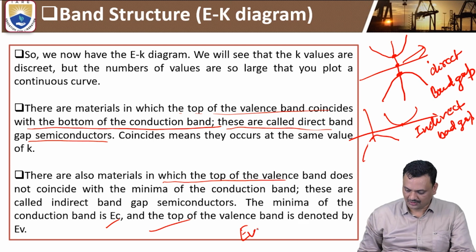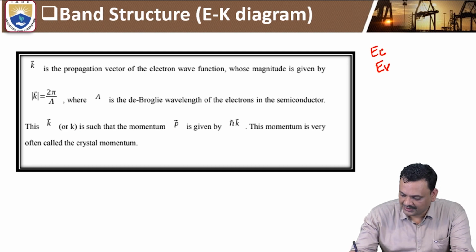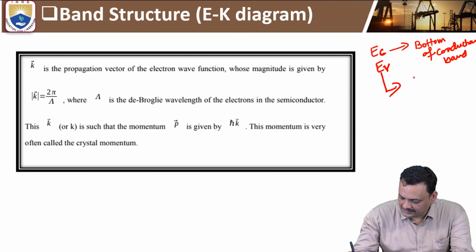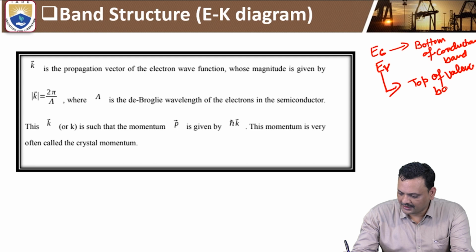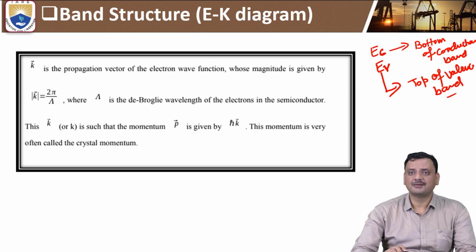Okay, so there are two notations also. EC and EV. E suffix C, E suffix V. So this is bottom of conduction band, and this is known as top of valence band. Okay. So K is the propagation vector.